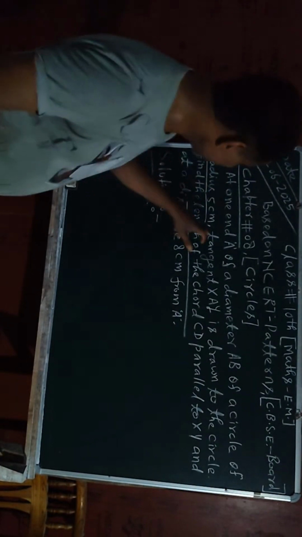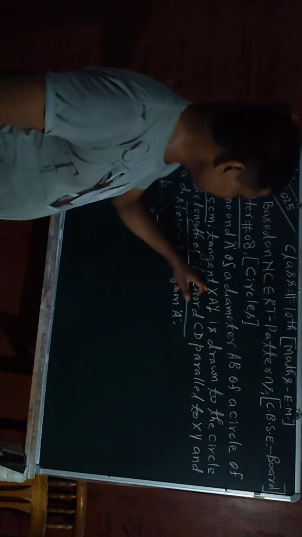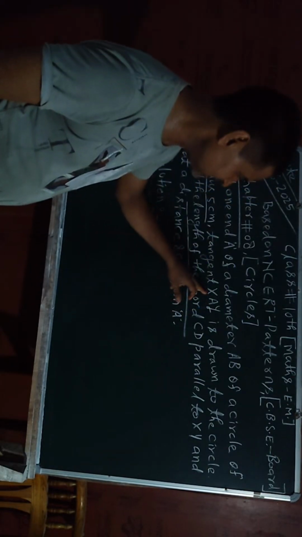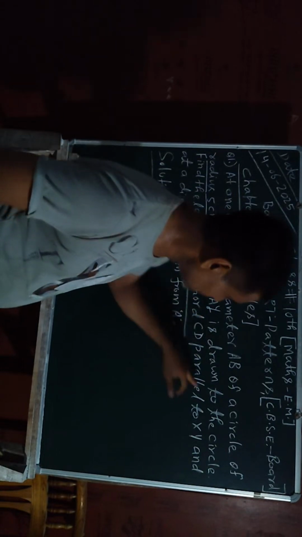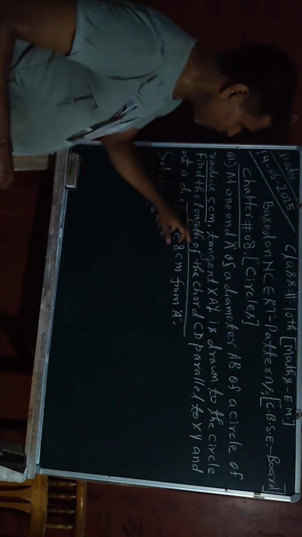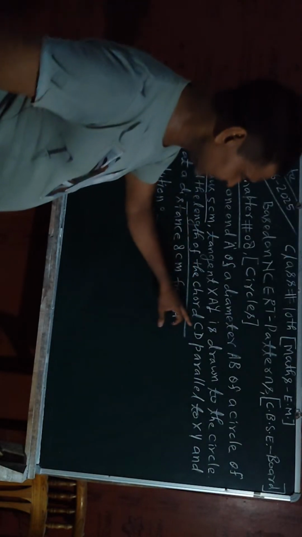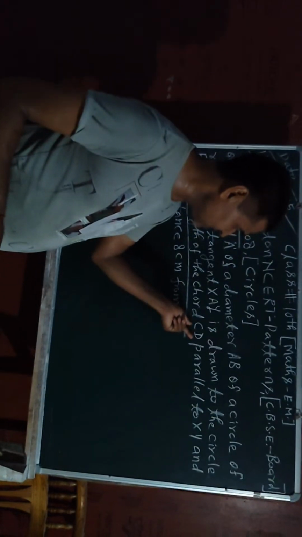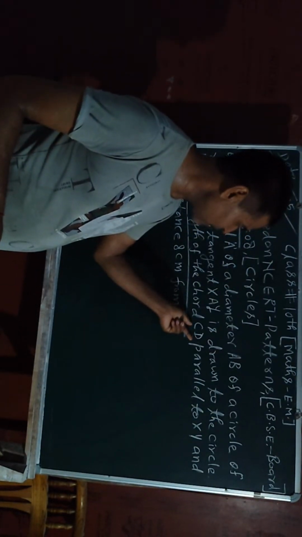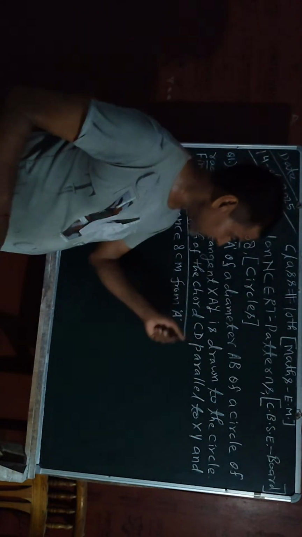Next, tangent XAY is drawn. It means at the point A I have to draw a tangent, whose name is XAY. Again I draw at the point A a tangent to the circle. Now find the length of the chord CD. CD is another chord of the circle, and we have to find its length.